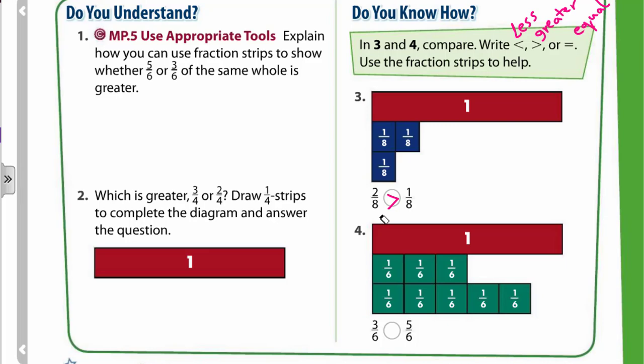Hamza? Okay, go ahead. So they are three sectors, three sixths. And these are 5 sectors. Okay. So which one is greater? 5/6. Great. So which sample should we use? Less than, greater than, or equal? Greater than. This one? Yes.